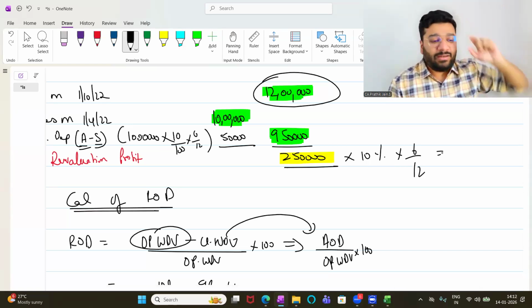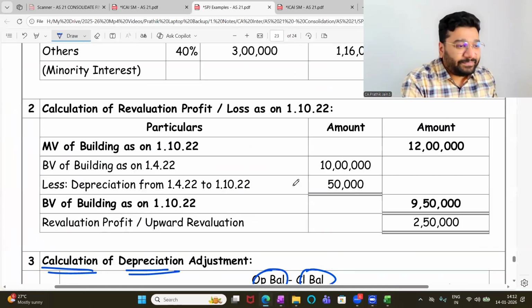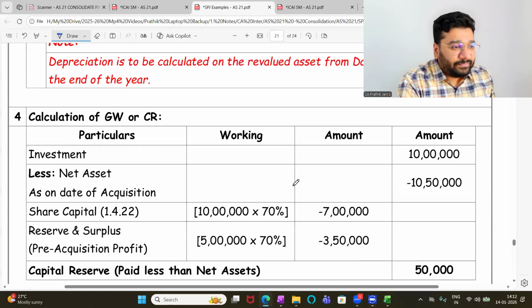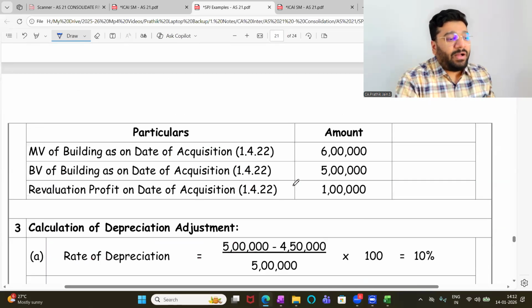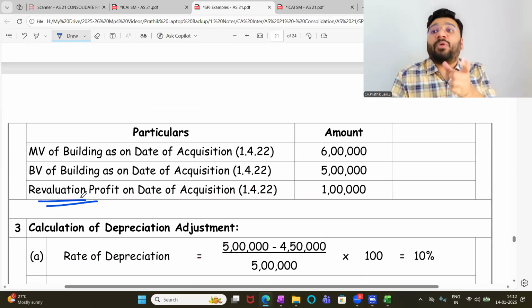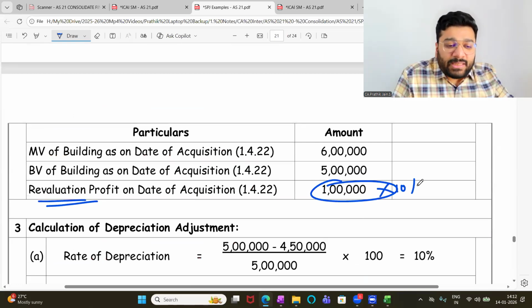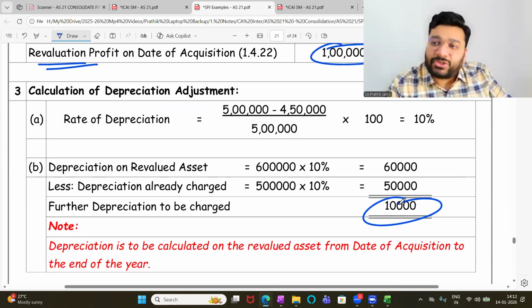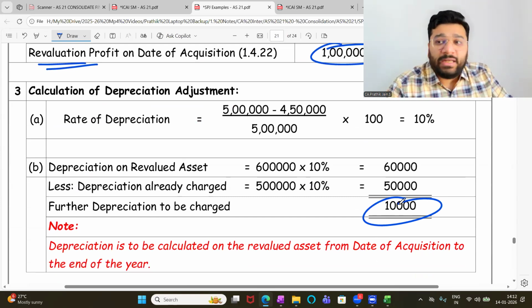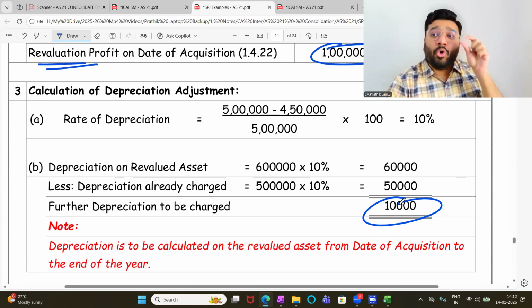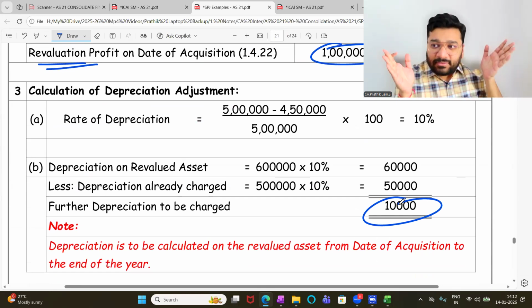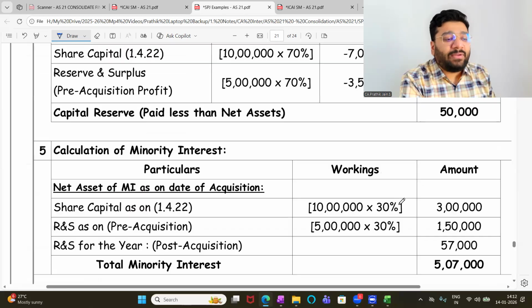No, last question. What was your revalued figure? In the last question, what is the revalued figure? Revaluation profit was 1 lakh. So 1 lakh at 10% is how much? 10,000. So this 10,000 and this 10,000 exactly matched. This will match only when the date of acquisition and the opening balance are the same. When the date of acquisition is in the middle of the year and the opening balance is different, in that case, this will not match. You can't analytically calculate this way.